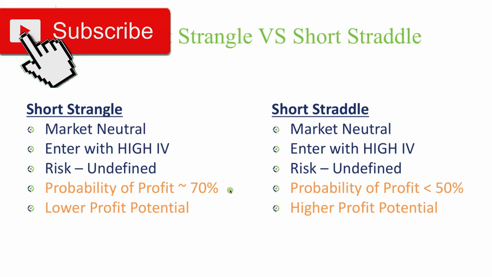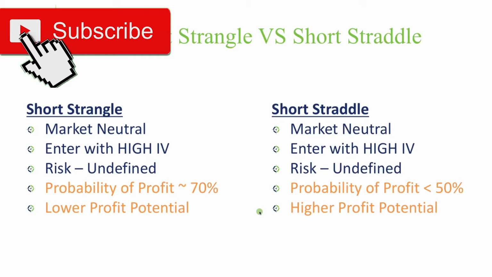On a short strangle, you're going to have a little bit higher probability of profit on the trade, whereas with a short straddle, your probability of profit is going to be lower. And with a short strangle, you have a lower profit potential than with a short straddle, where you have a higher profit potential. Just remember, there's always a trade-off between risk and reward.